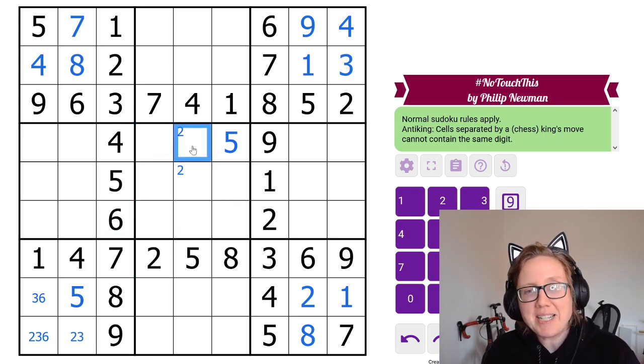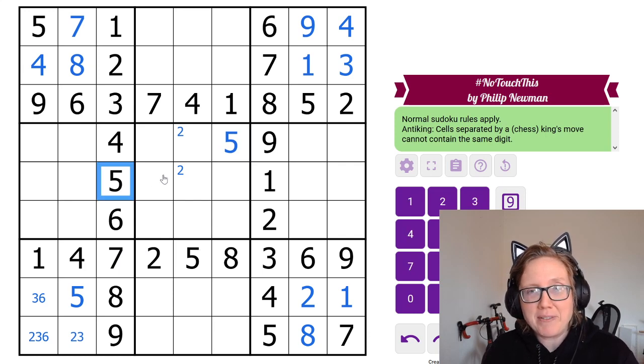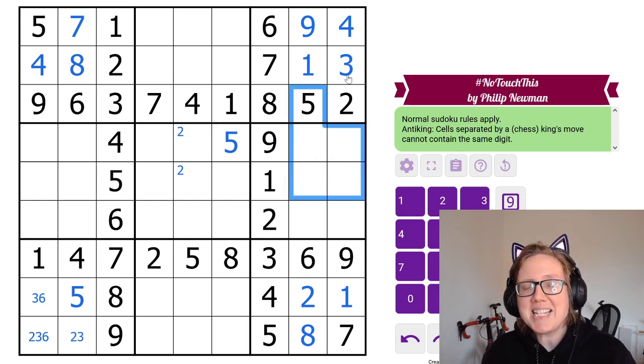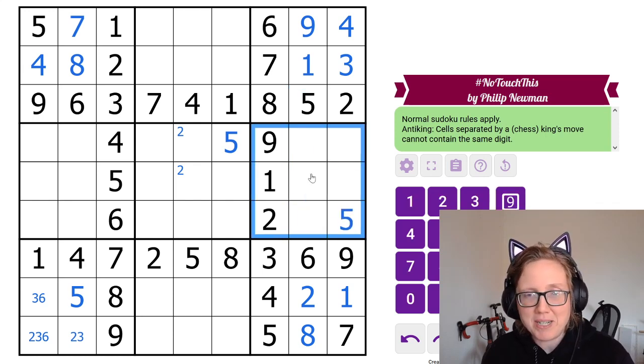Well, I've got these 2s and I've got this 5, and I also have a 5 over here, and I have a 5 down here, and I have a 2 down here. So let's see if we can use those. So I've got 5 and 5 here, which block 5 out of all of these cells. And I have a 5 here, which blocks 5 out of this cell. So the only cell for 5 in box 6 is this one. So that's my 5 placed.